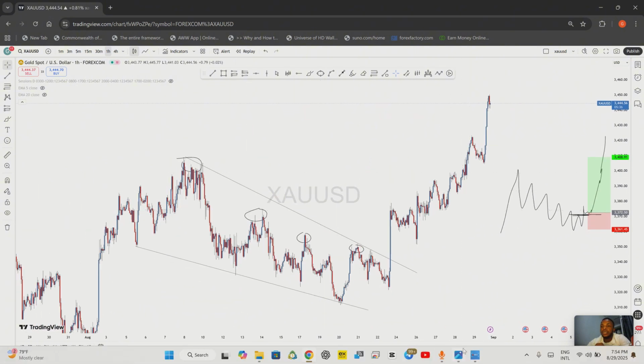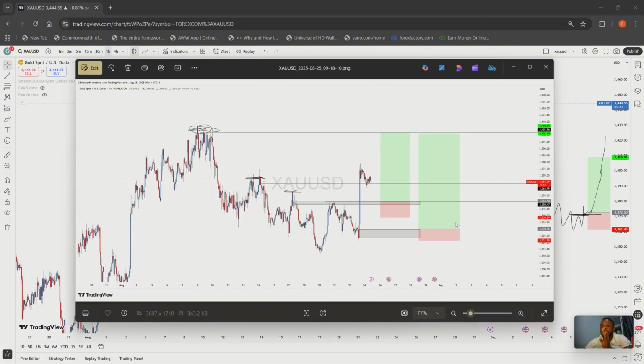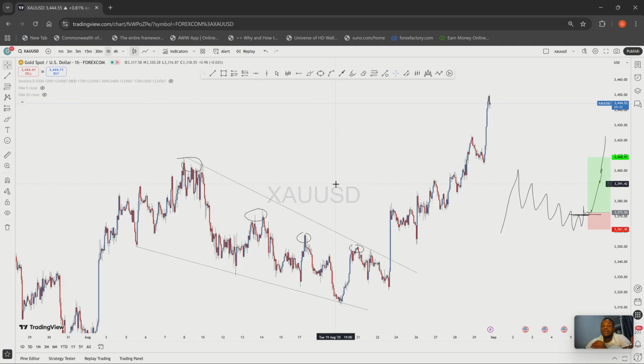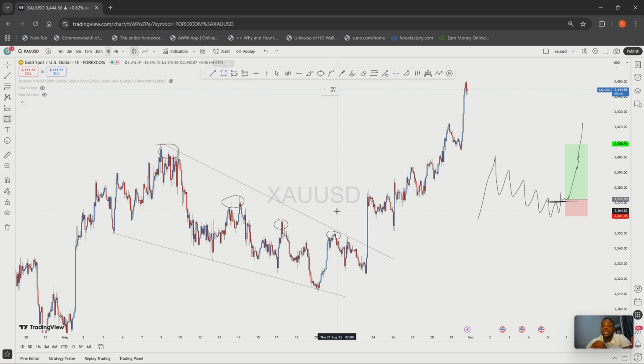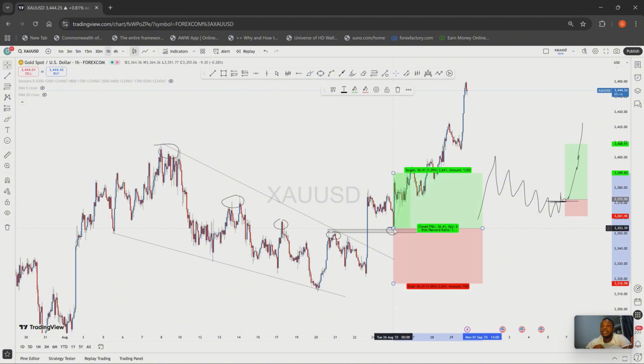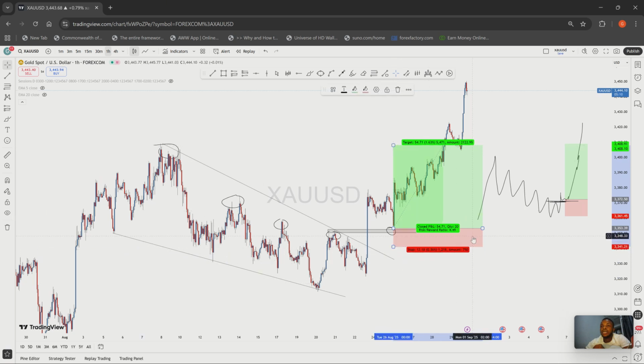As you can see, this was the before market. Price came back to this level and started buying. This was the level I marked, and price came back. Immediately it tapped into this level, it started buying. It bought all the way up. As you can see, this is the live market today.